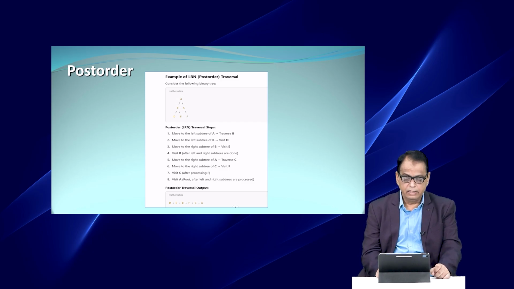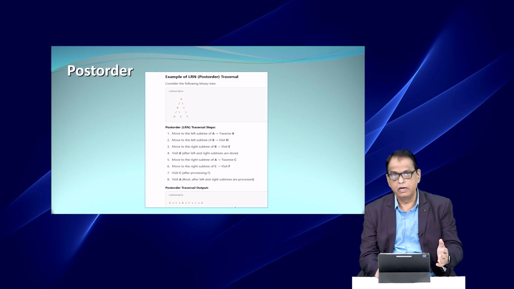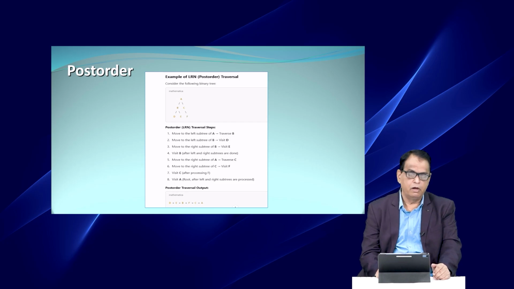So these are the three methods. One can use any method as per the requirement, but all these three methods ensure that all the nodes of the given tree are visited or access to every element is being there.